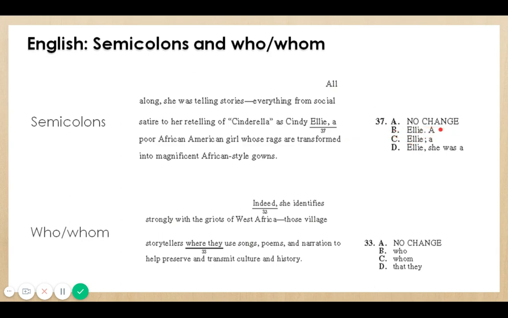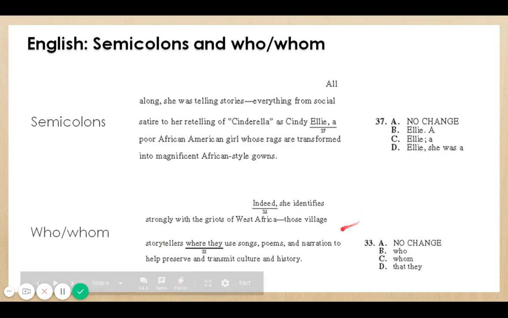Like I said, you could replace a semicolon with a period, but you could see both choices B and C here have the same words, and one is a period and one is a semicolon, so they both have to be incorrect. The right answer choice here would actually be A, and it's because if I had she was A, this actually adds another subject and a verb, so I would need a semicolon here to make that work.